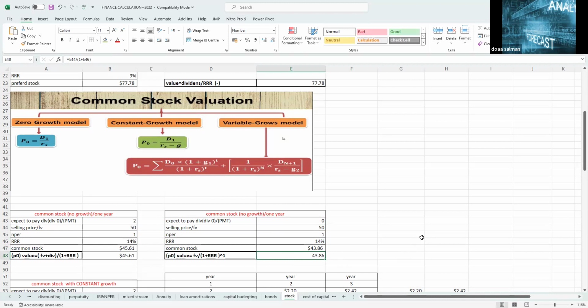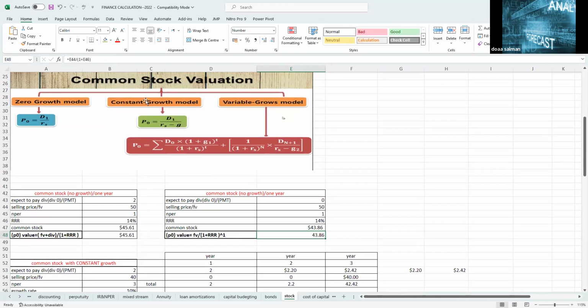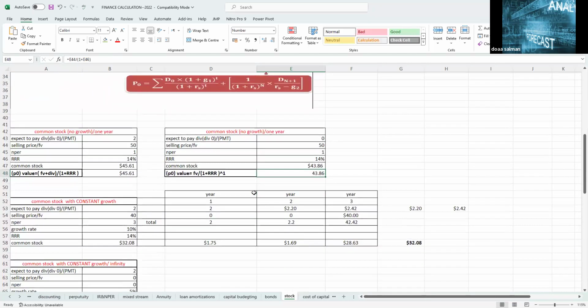So this is what we call the zero growth model. What happens if I have the constant growth model? So in the constant growth model, you will have the new dividends over R minus G, the R, which is the required return, and the growth rate that we're going to look for. So basically here, I'm expecting to have dividends of $2, and I'm going to sell it for $50. And the number of years, I will keep them for 3 years. And the growth rate is 10%, and the required rate is 14%.